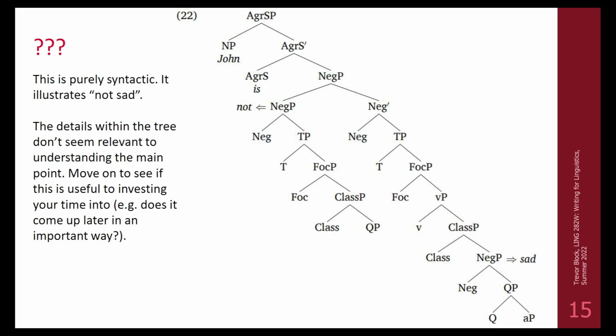Now, the next tree they show is one for "not." And when I saw this, it's not important to me. I saw the tree for "John is not sad," so here we have "not," and this really goes down all the way to the NegP there for the adjective. And yeah, it didn't seem important to me. I got the main point: you can't have two negatives back to back. That's what they're trying to show.